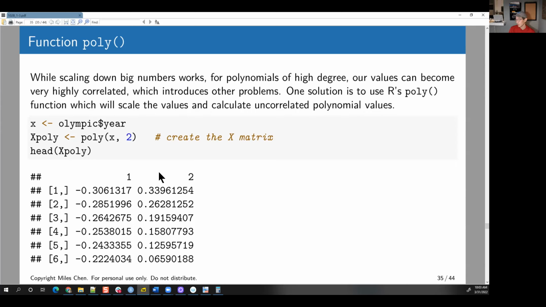If all of your variables are highly correlated, one thing we can do is use the function poly, okay? What poly will do is introduce other terms so that, at least for the range of x, the values are uncorrelated. Let me see if I can illustrate what this might look like.